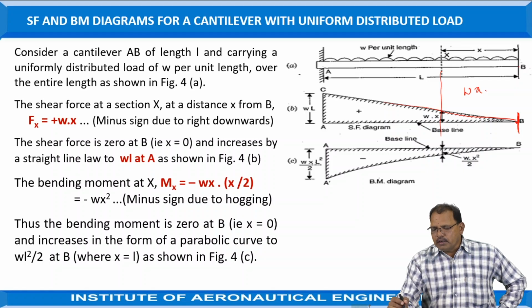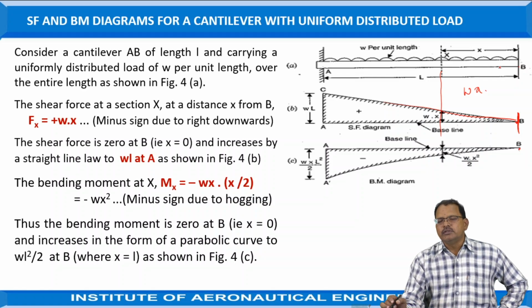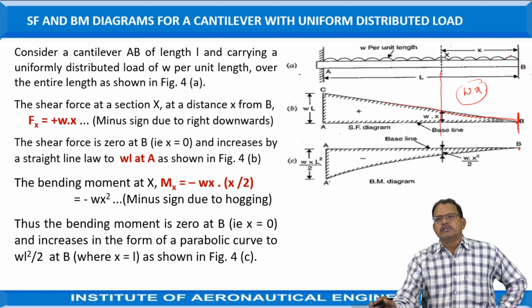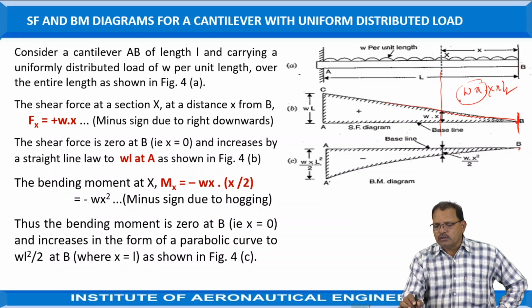The second one is the bending moment. The bending moment at the free end B is equal to 0. At a distance of x, it is force into distance required. Force is equal to W into x. Since it is uniformly distributed, the point of action of this force is at the center of gravity, that means in the middle, at a distance of x by 2. So the bending moment at a distance of x is equal to W into x by 2, which is also Wx square by 2.